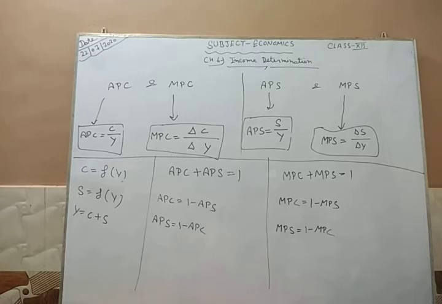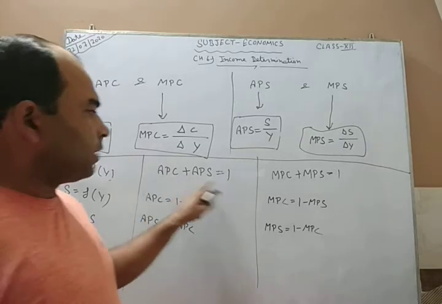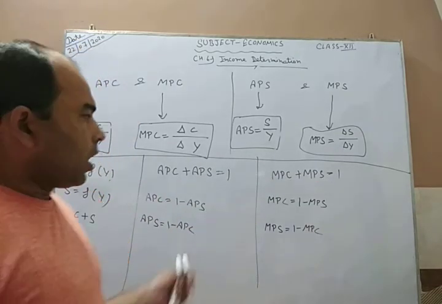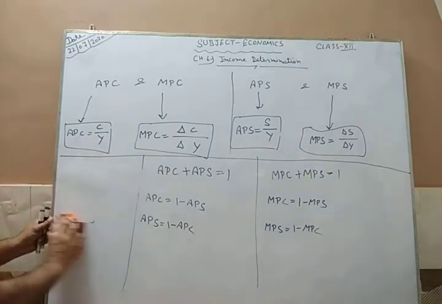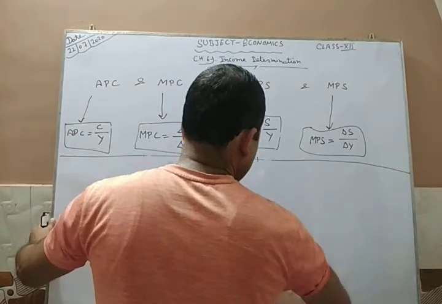So students, these things have a relationship to each other and are very important from the point of view of your board examination, and with the help of these things you can easily calculate various things in numericals. Students, why is APC plus APS equal to 1 and MPC plus MPS equal to 1? I want to explain here a numerical concept, and this derivation is very useful for everyone.